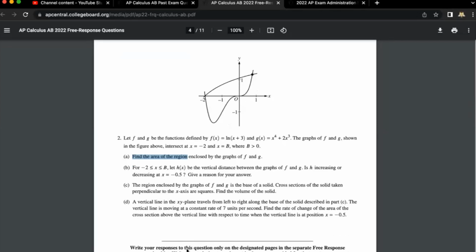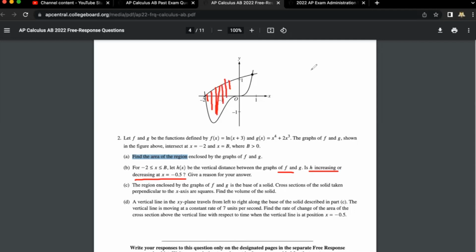For these bounds, which are what we're looking at, let h be the vertical distance between the graphs. All right, vertical distance. Is h increasing or decreasing at this value? Okay, so the vertical distance. So now what we're doing is we're measuring each of these at each point.